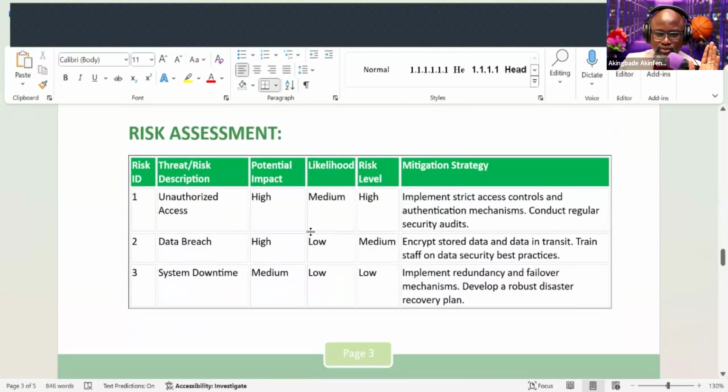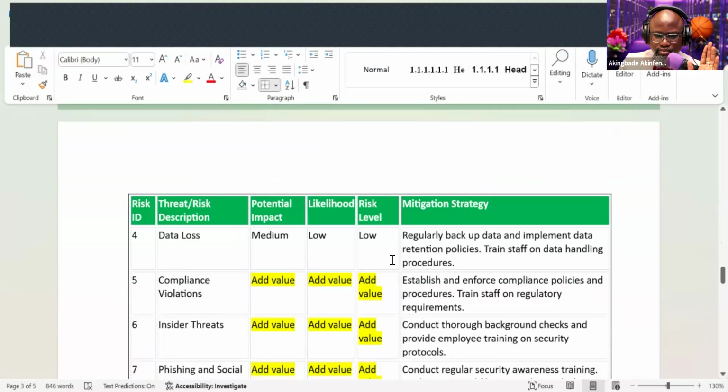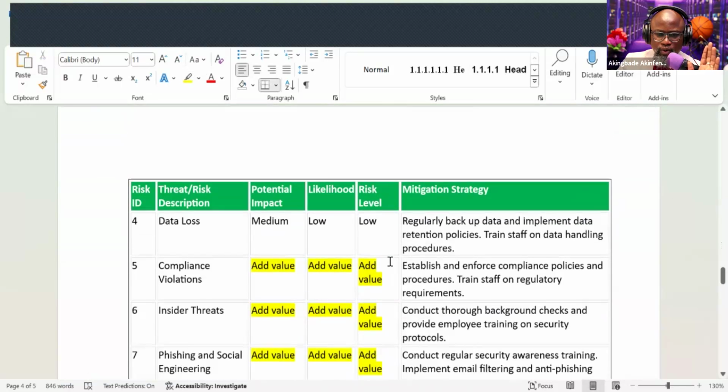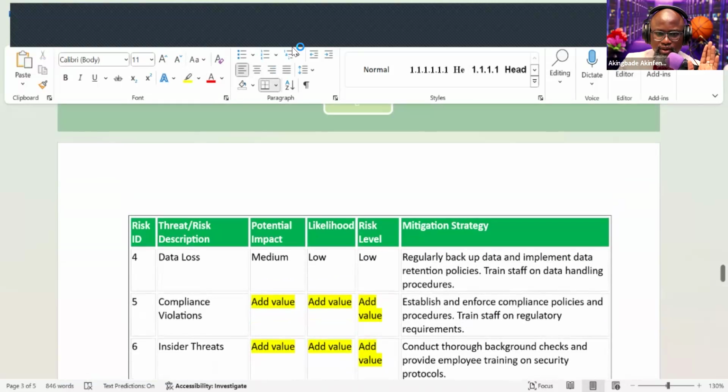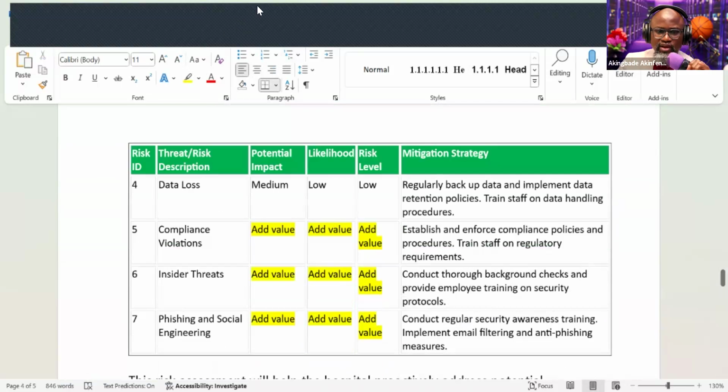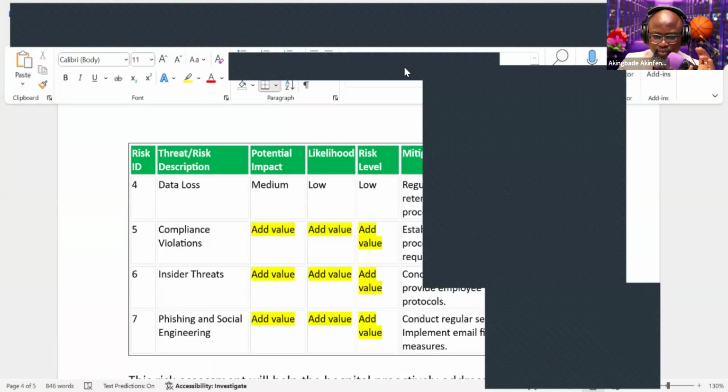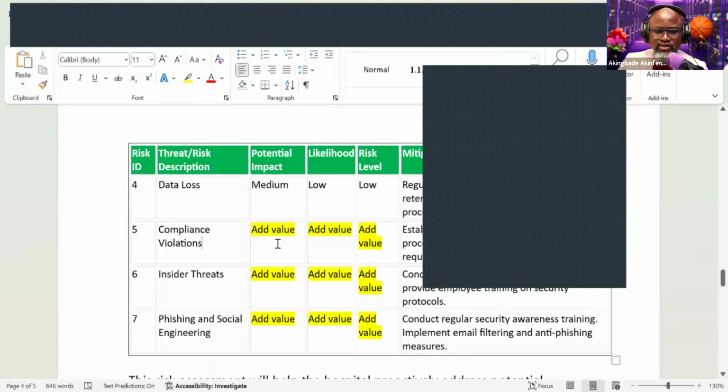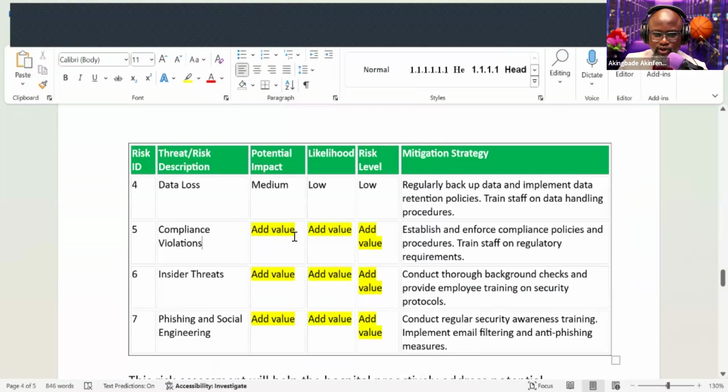But this is where I want us to work together right now. Number 5. I want us to work as a team on this one together, and I'll make us all have access to chat. I need you to help me here. What is the potential impact of compliance violation for this hospital system? Tell me what you think, and I'll add it here. Help me with number 5. I need your guidance here.